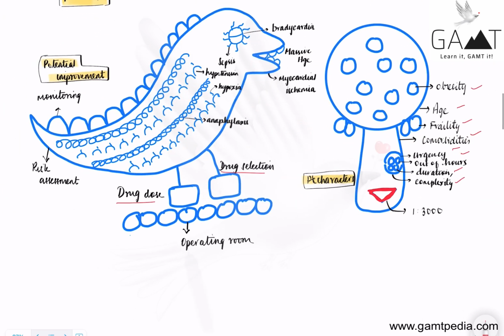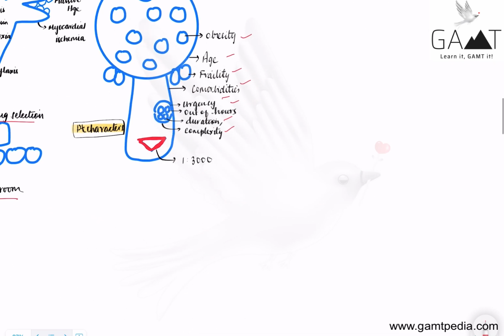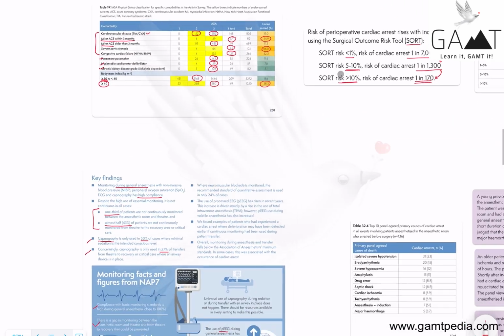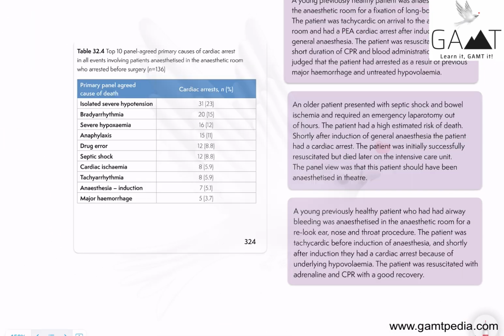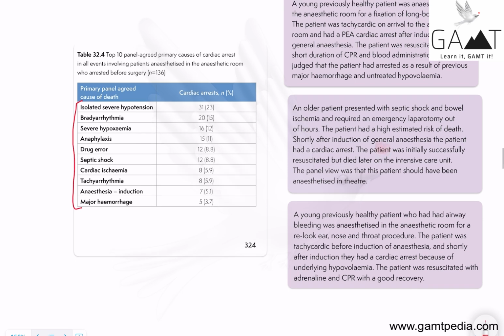Right, and finally, coming on to the operating room. The suggestion was made that high-risk patients should be anesthetized in the operating room rather than in the anesthetic room. So these are the causes. Massive hemorrhage is the cause of death overall, but when the patient is in the anesthetic room, severe hypertension, bradyarrhythmia, severe hypoxemia, anaphylaxis, and drug errors are all causes of cardiac arrest and septic shock. So the majority are potentially preventable.